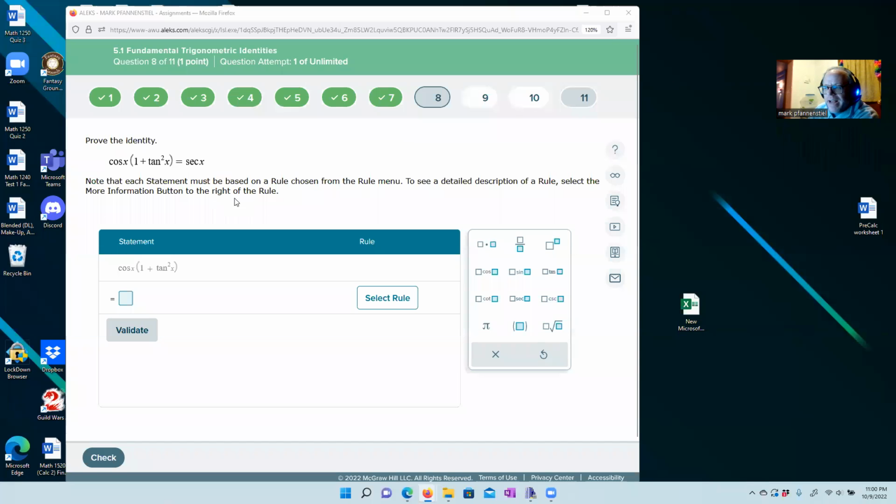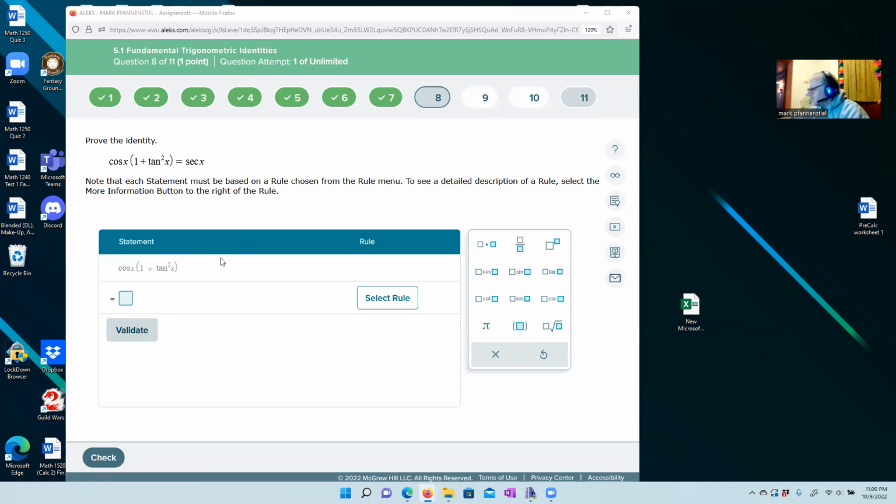All right, welcome back. So we're going to be talking about trig identities, and we'll see how far we can get. So here we go. We're given cosine x times quantity 1 plus tangent squared x is equal to secant. So let's see here. Each statement must be based on a rule chosen. See detailed description of the rule. You can select more information and then figure out what's going on here.